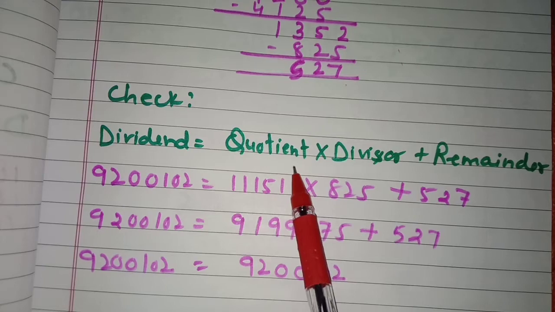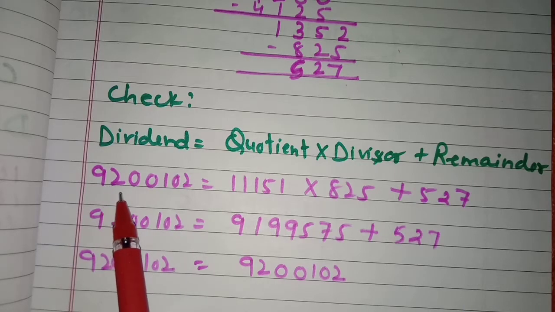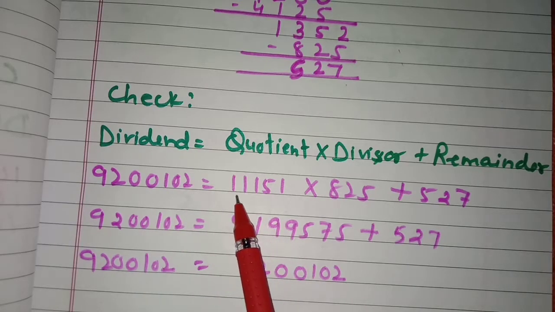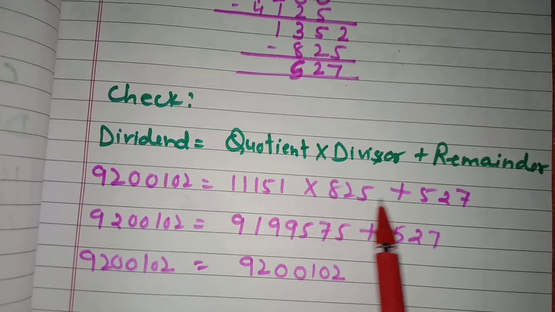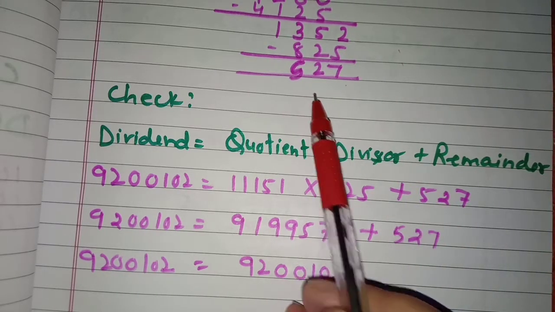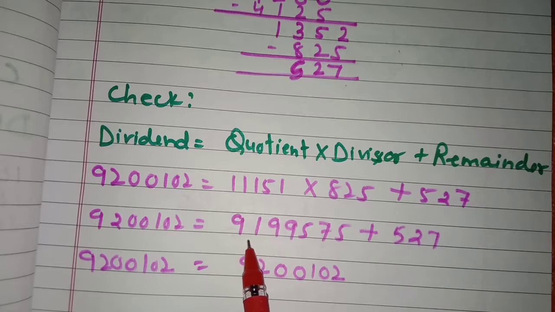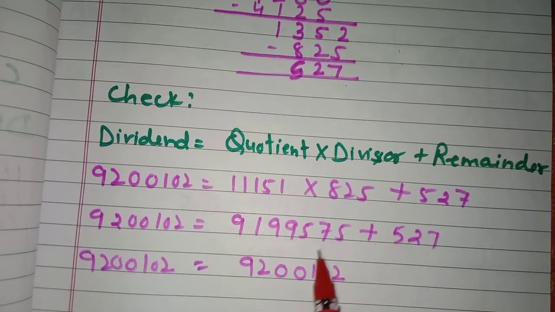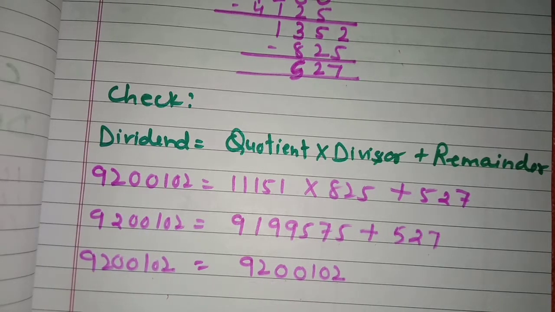Now let me tell you how you can check the answer. Dividend is equal to quotient into divisor plus remainder. Put the value of dividend here. It is given in the question, that is the number which you have divided, 92,102. Now quotient is 11,151. Divisor, the number by which you have divided, 825, plus remainder, the number which is left behind. First of all, as per BODMAS, you need to multiply. After multiplication you will get 91,99,575, plus write the remainder. Then in the last step add these two numbers, you will get 92,102, which is equal to the dividend. It means your division sum is correct.